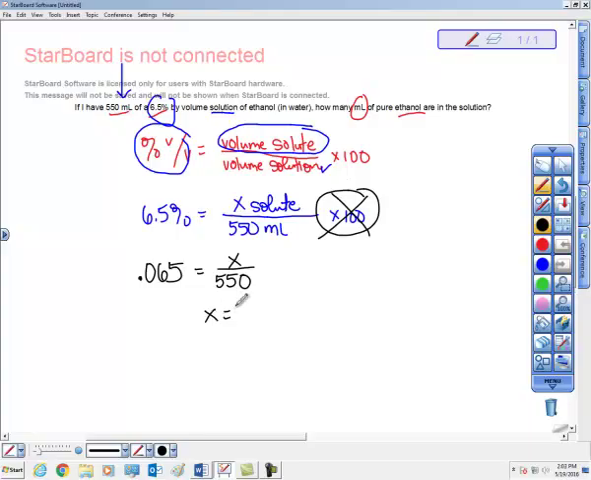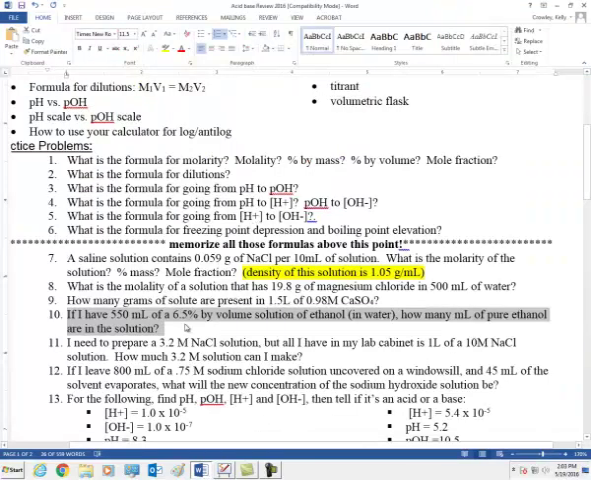0.065 times 550. I get 35.75, and I don't know, look at the original problem. It kind of looks like we need to reduce to 2 sig figs. So I'm going to reduce this to, say, 36 milliliters. Alright, so what this means is that if you have 550 milliliters of this solution, 36 milliliters of it will be pure ethanol. Alright, number 11.